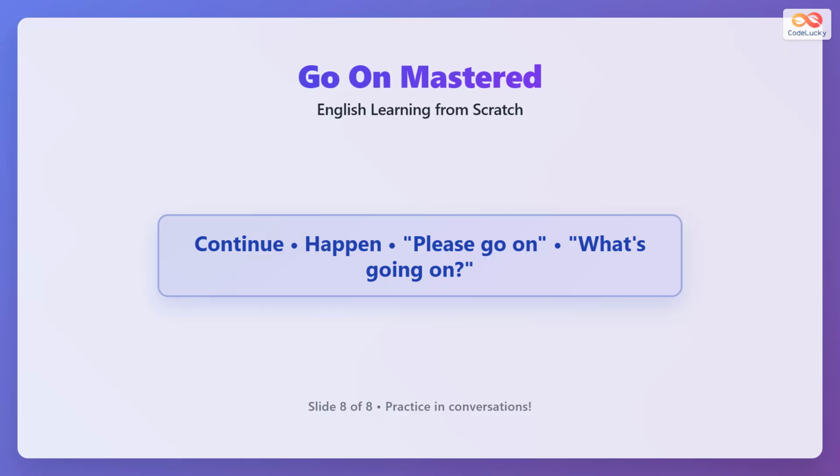Go on means continue or happen. Key phrases are please go on and what's going on. Use continue or happen as single word replacements. Practice with go on holiday and go on a diet. Now use go on confidently in conversations.